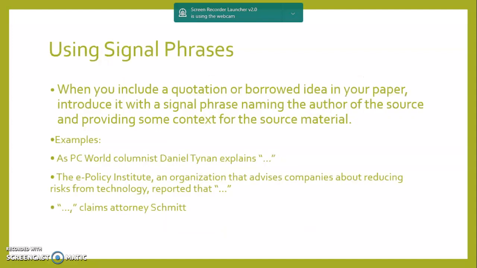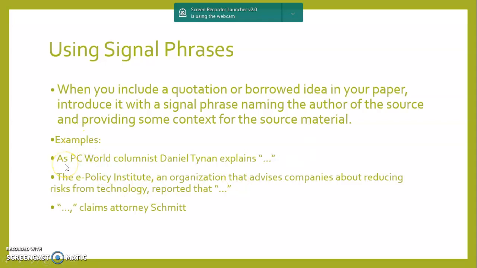And you also need to use signal phrases. When you include quotations or borrowed ideas in your paper, you need to introduce them with signal phrases, naming the author of the source and providing some context for the source material. So you need to mention who the source is, the name of the source that you use, and who he or she actually is, so that her idea or his idea is considered important. So you need to mention the background of that source.